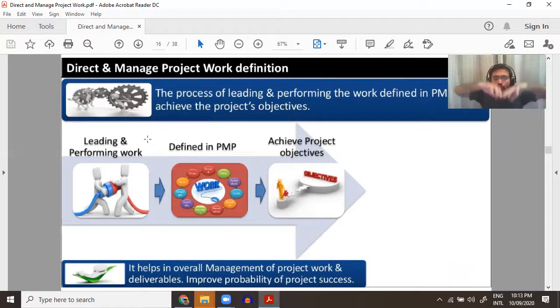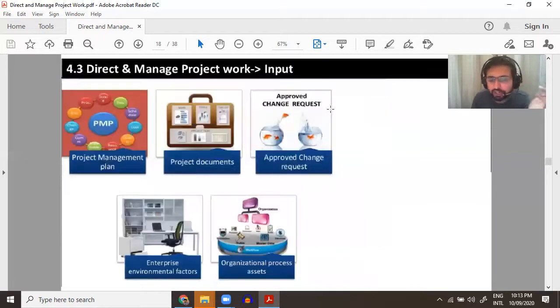It helps us with overall management of project work, and it gives us deliverables. Here it is written, it improves the probability of project success. It basically gives us project success. If you don't produce deliverables, you can never get project success. No matter how good you do the work, you can never get it.